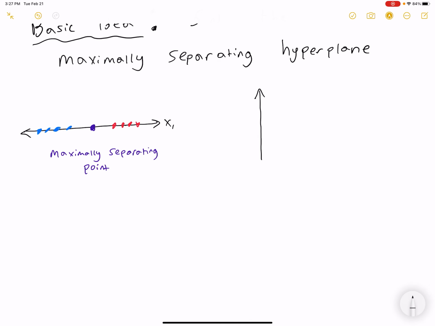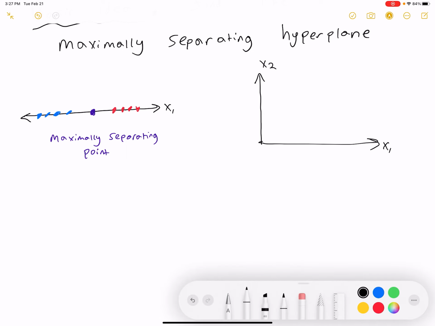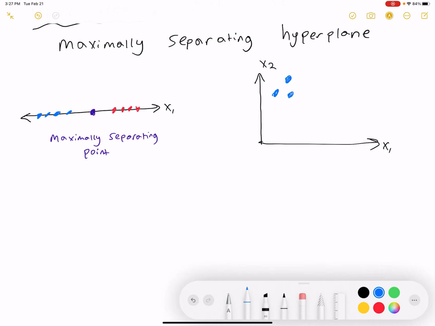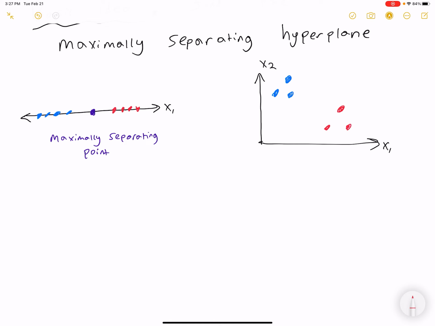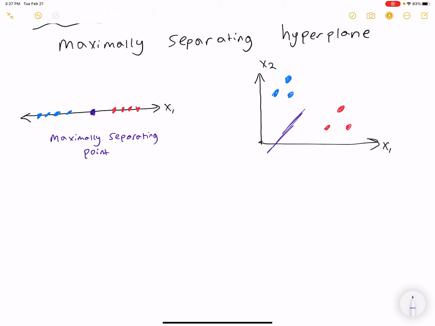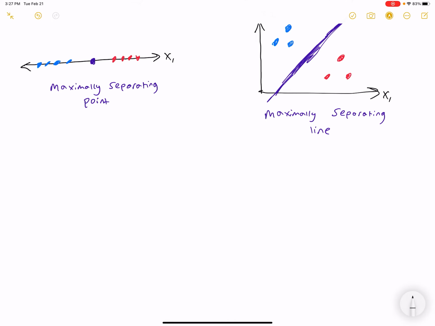Let's just build the intuition. And I think we've hinted at this type of intuition before, but let's just draw it out. So if you have two dimensions that are separated like this, then, and I know you've seen this a lot in this class, we're learning the maximally separating line.